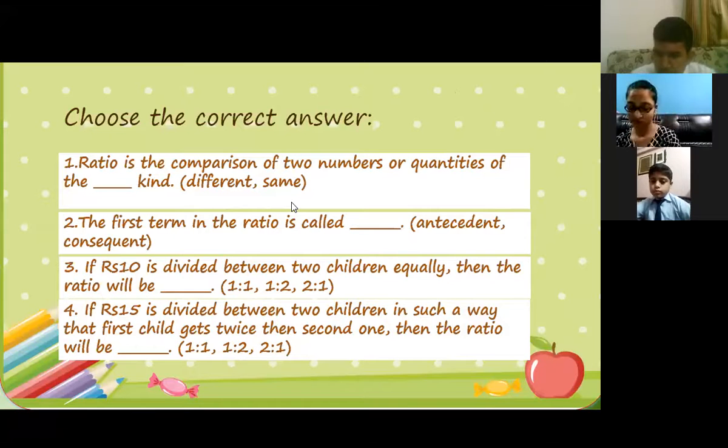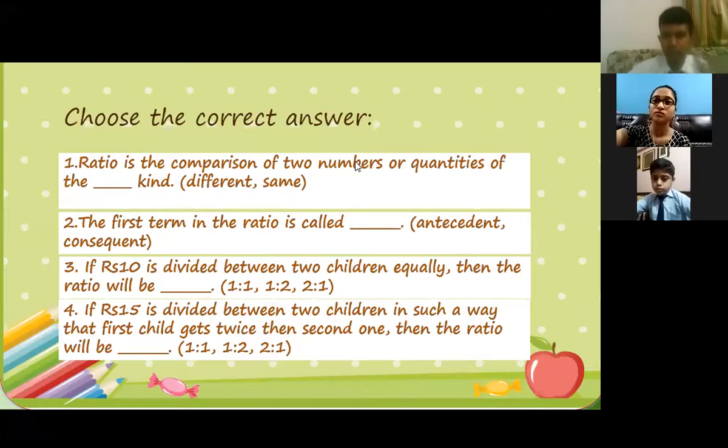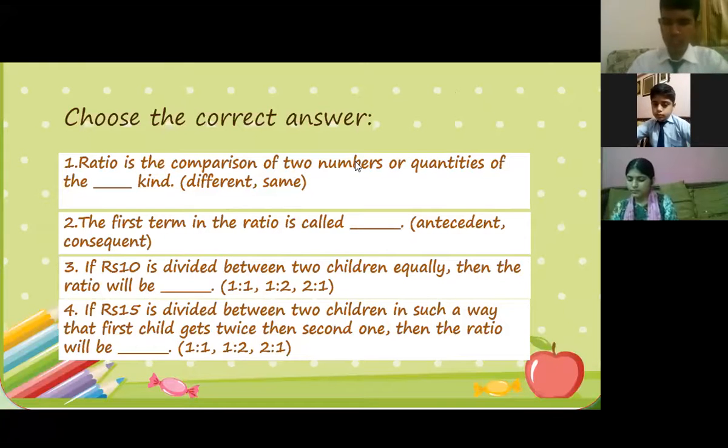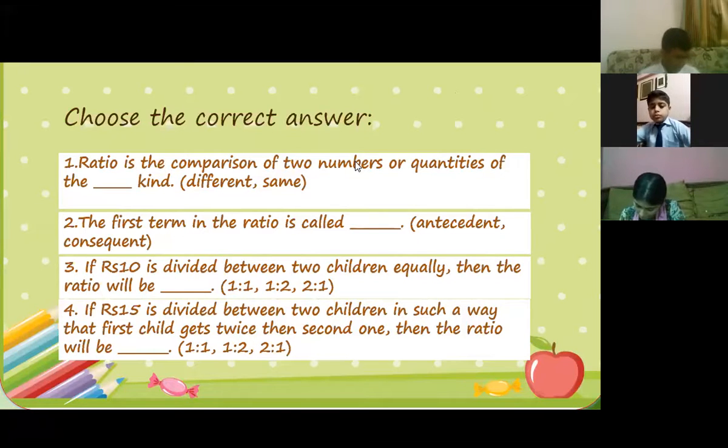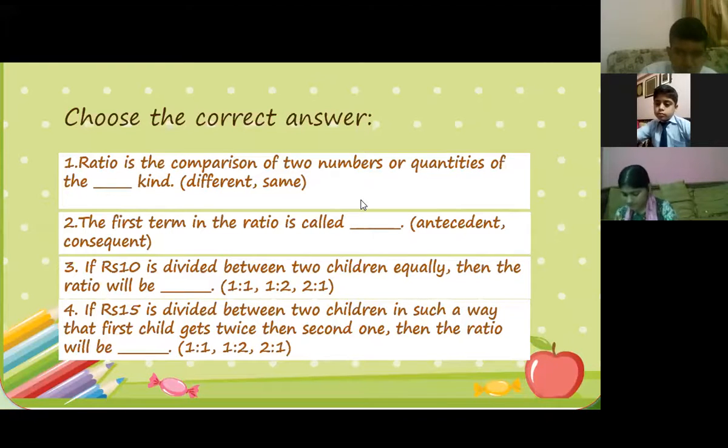Rida Rahim, second question is for you. The first term in the ratio is called dash. Antecedent. Antecedent, very good. Now the next question is for Hania. Hania, bete, if ₹10 is going to be divided equally between two children, then the ratio will be what? 1/2. Are you sure? Equally, we are going to divide it equally.